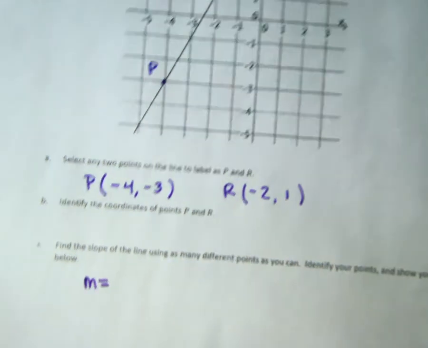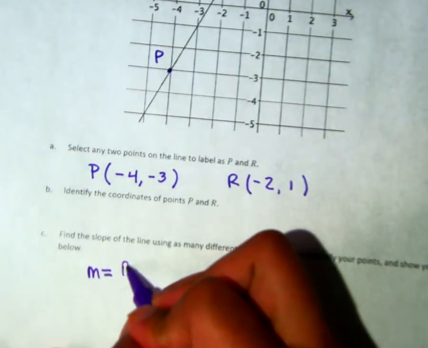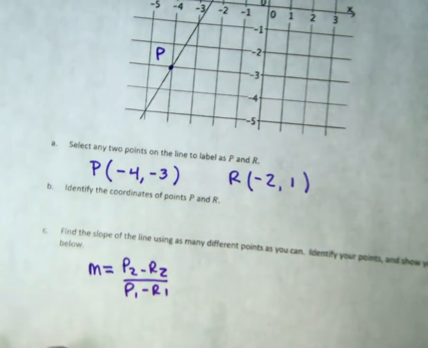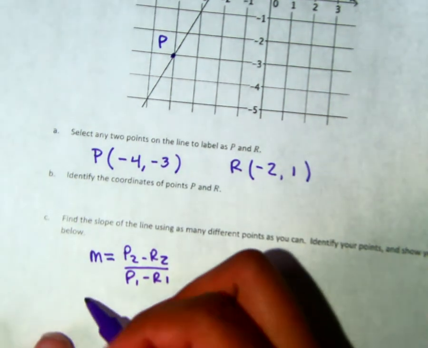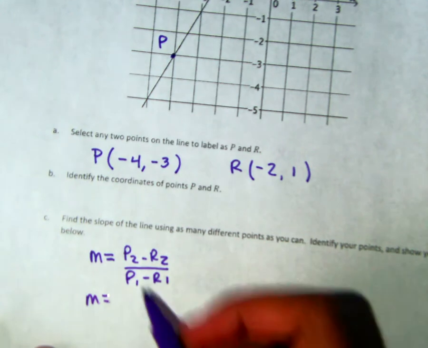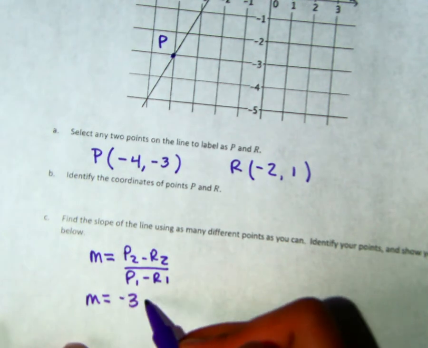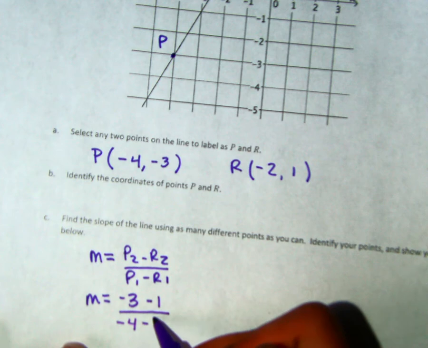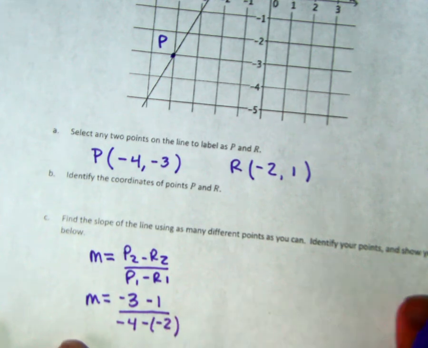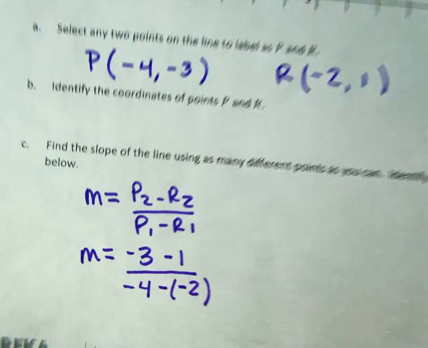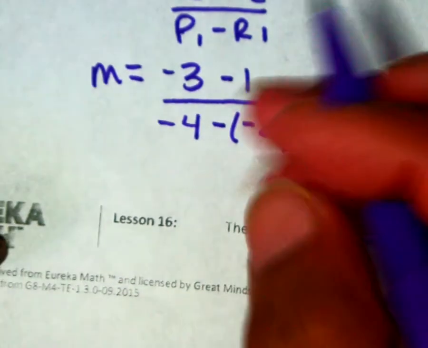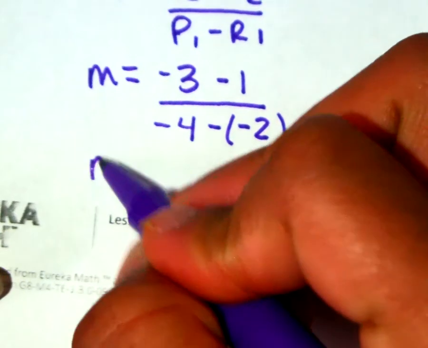I'm going to use my computational method. Step 1 is write down my formula, P2 minus R2 over P1 minus R1. Step 2, substitute what I've been given. So I'm going to do negative 3 minus 1 over negative 4 minus negative 2. Notice in my denominator, when I subtracted a negative, I used parentheses to group them so that I don't get confused. I'm continuing to work vertically.